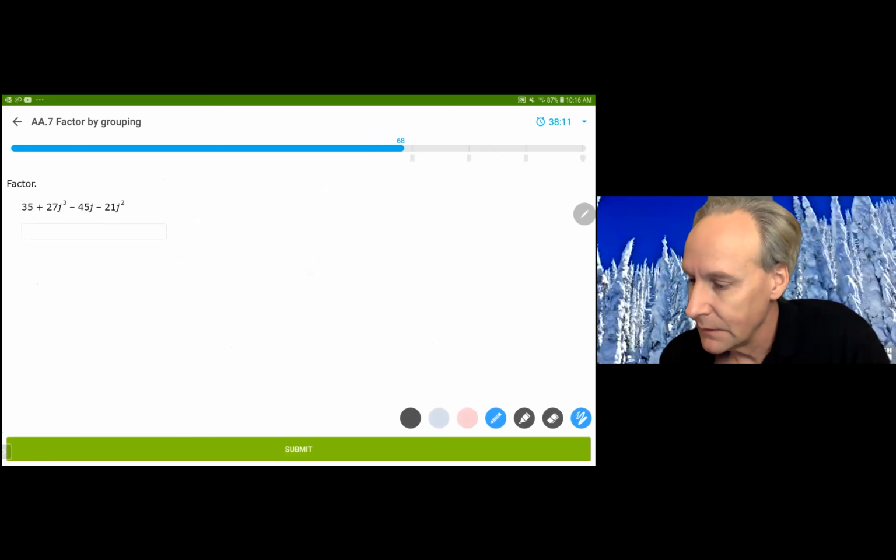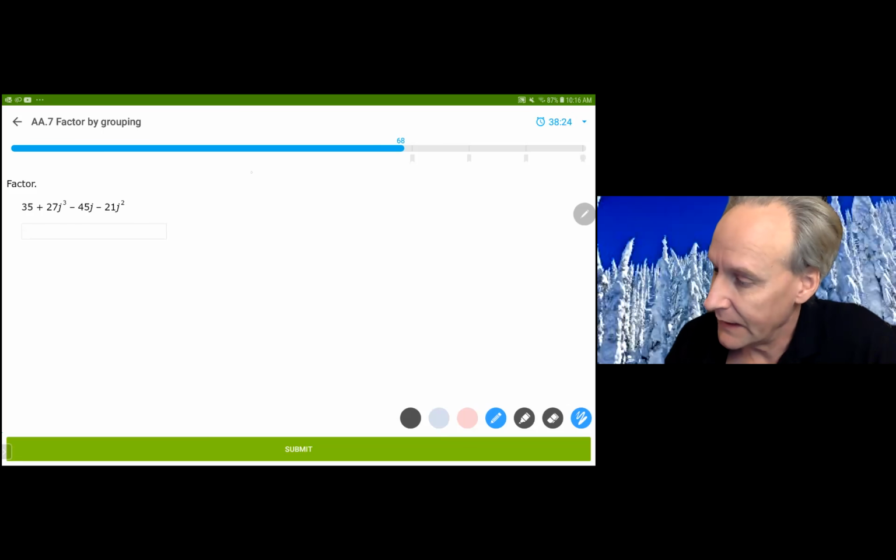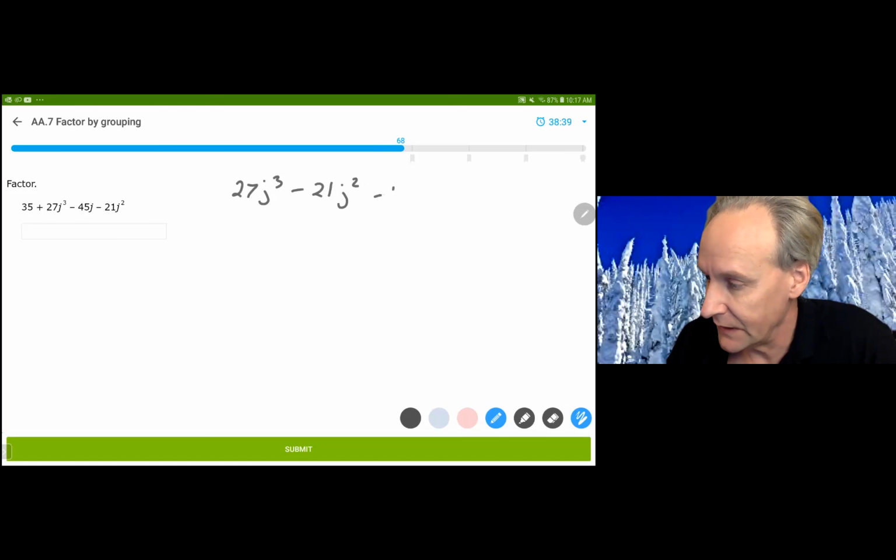Okay. Let's see. No common factors this time. I wanted to check. One thing I can do is write it in descending order if I want, which may be the way to go. So let's rewrite it in descending order just to see what happens. 27j cubed. It may not be wrong to write it without doing this first, but I think it's going to be easier to deal with. And then we're going to have a minus 45j plus 35.